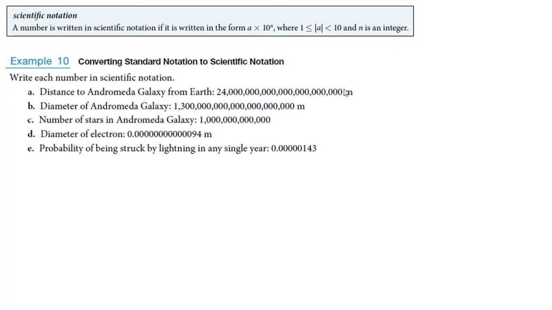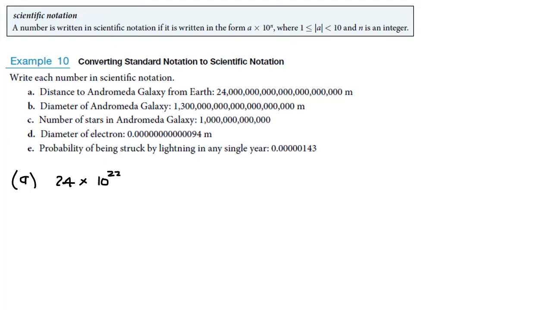In example A, write each number in scientific notation. For part A, it says write the distance to the Andromeda galaxy from Earth. Let me just read you this huge number. 24, and then there's 3, 6, 9, 12, 15, 18, 21 zeros following that. So that's a huge number. So to write that in scientific notation, I have to move the decimal place back 22 places. So it is 2.4 times 10 to the 22.